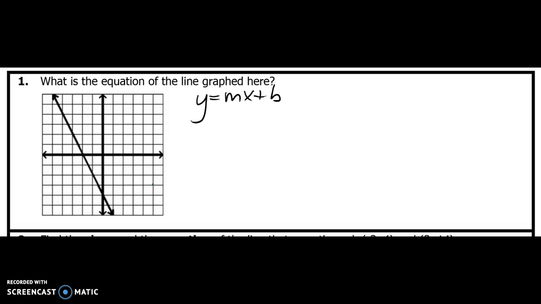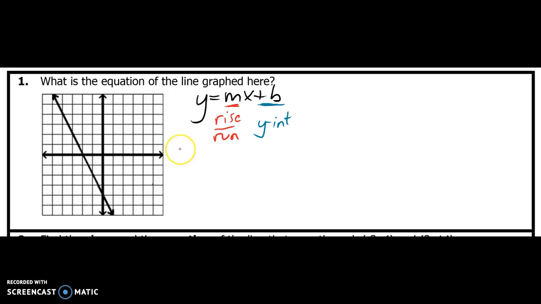Our goal in finding the equation of this line is to get y equals mx plus b, which really just requires us to do two things. Find the slope, which we can get by counting rise over run, and then separately we'll find b, which remember just represents the y-intercept, where our graph crosses the y-axis.